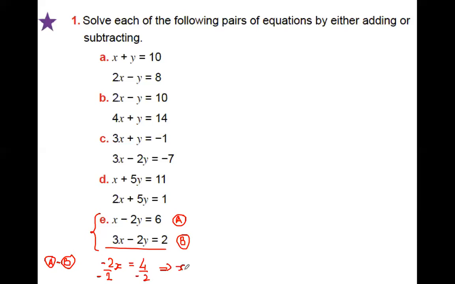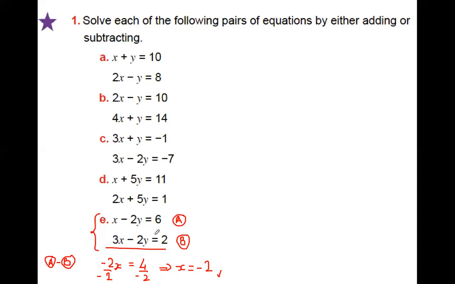negative 4 over 2, which is negative 2. Remember that negative could be there at the top, it's the same. So 4 divided by negative 2 is just x equal negative 2. So I've got my first point. Now that I've got my first point, I'm gonna substitute x equal negative 2 into A or B. So I'm gonna pick A, for example.